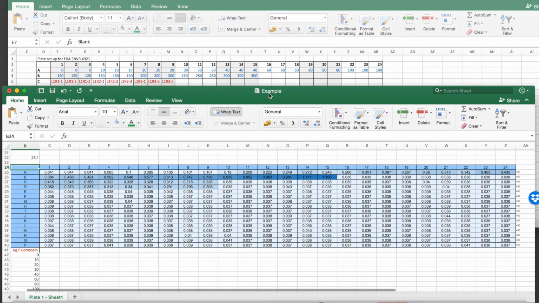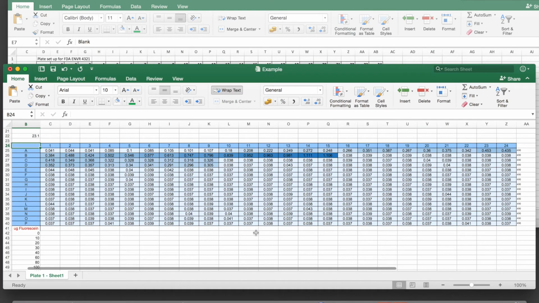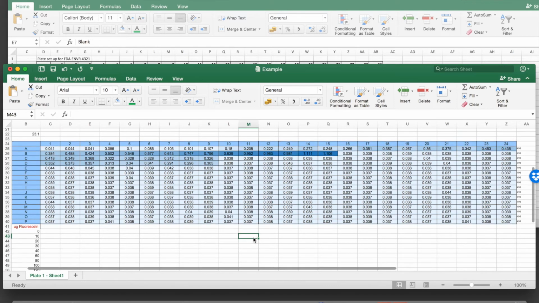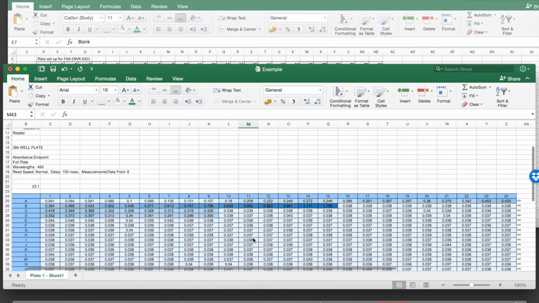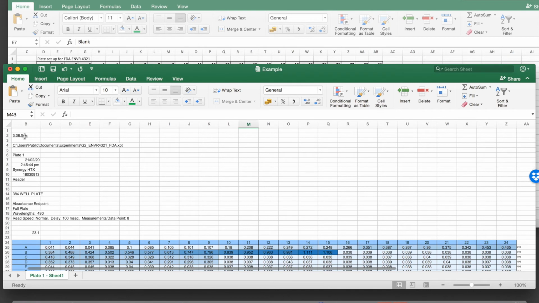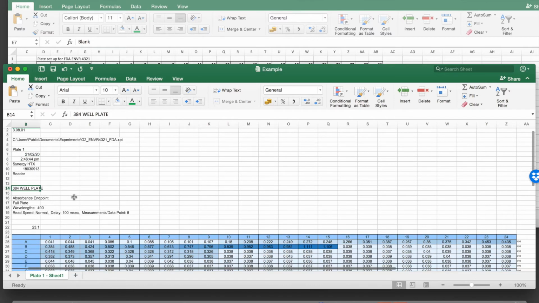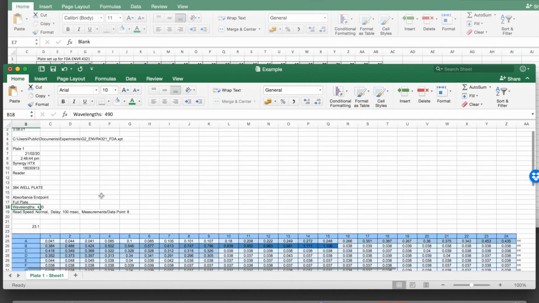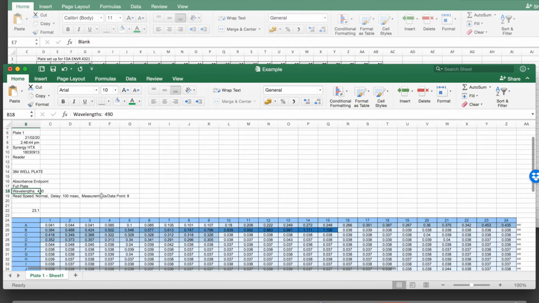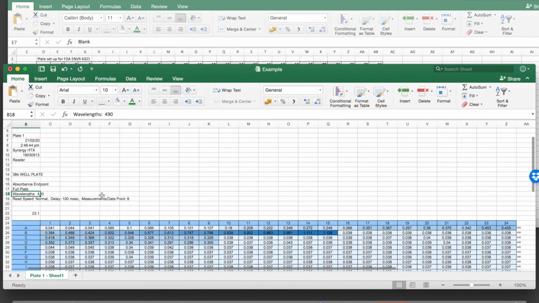Okay, so this is an example of data I'm using just to go over this exercise with you. Here you have some information about the conditions of the run, such as when it was run, what time, what type of plate we used, and what wavelength we used to measure the color of the samples. So this is probably group 2 data.